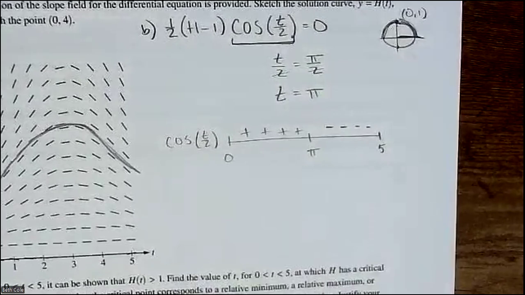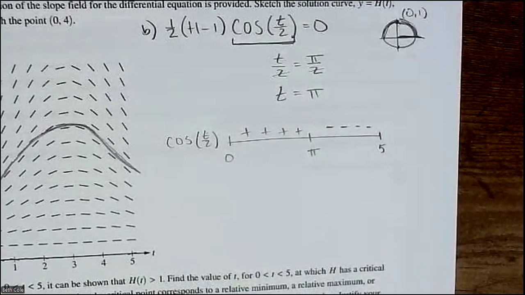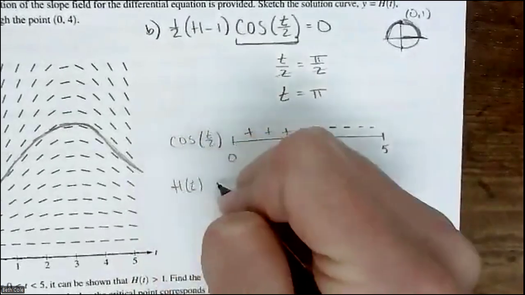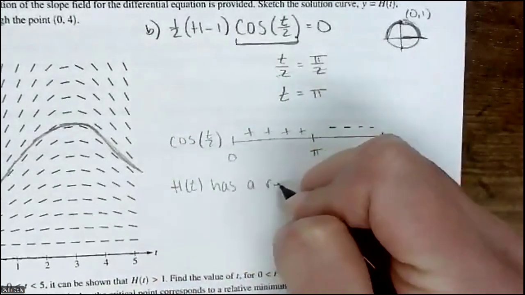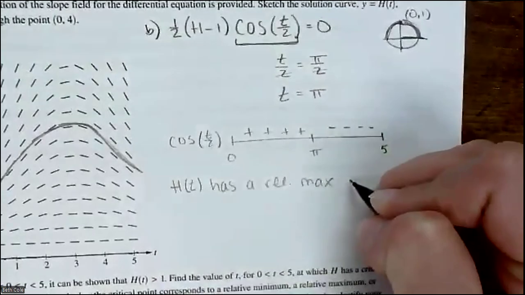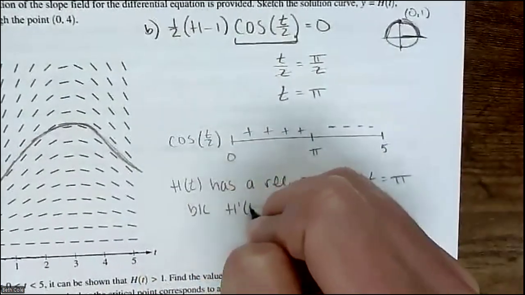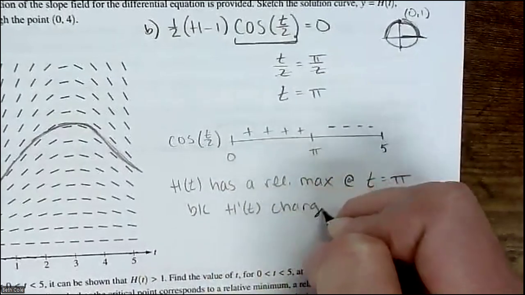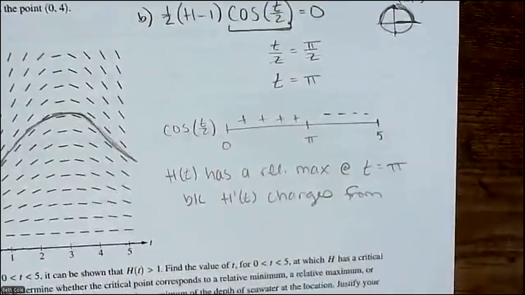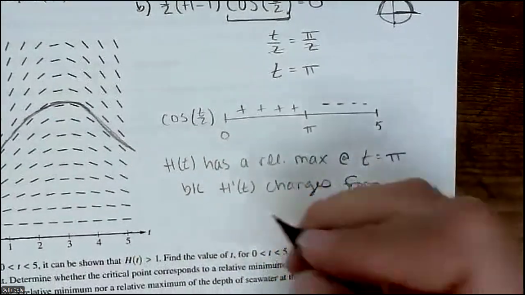All right, and then it's going to change when you go to the other side, negative. So actually, it is a location of a relative maximum. Okay, so we're going to say h of t has, and I've drilled these sentences into you, a relative maximum at t equals pi because h prime changes from what to what? From positive to negative there.